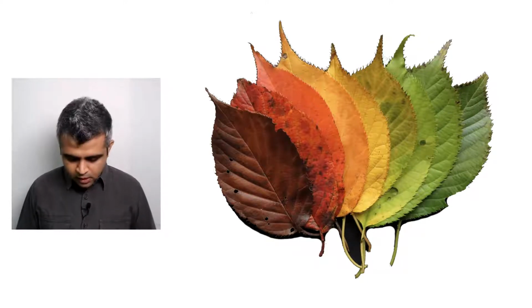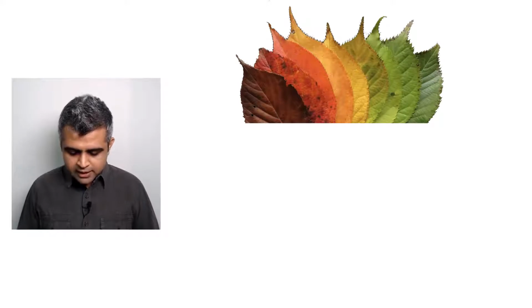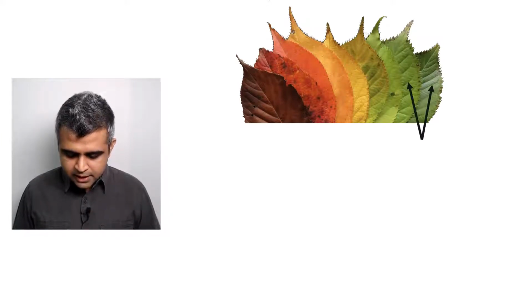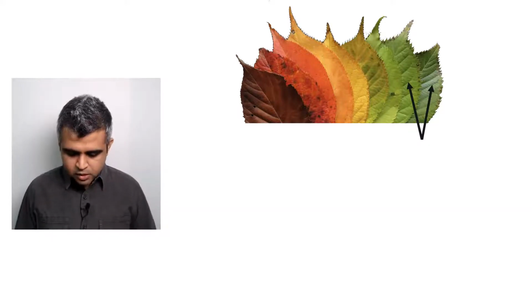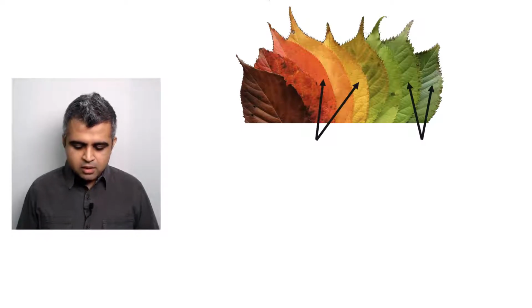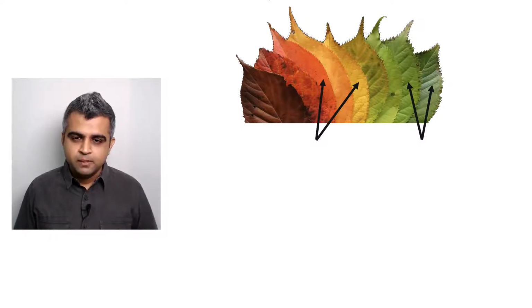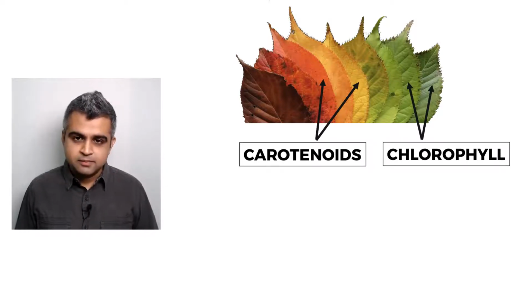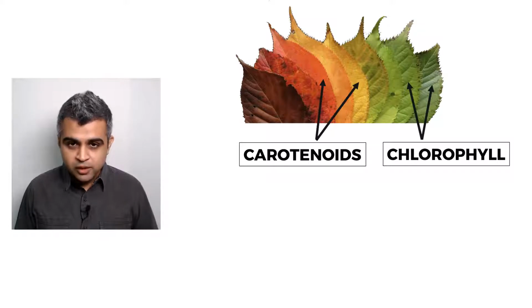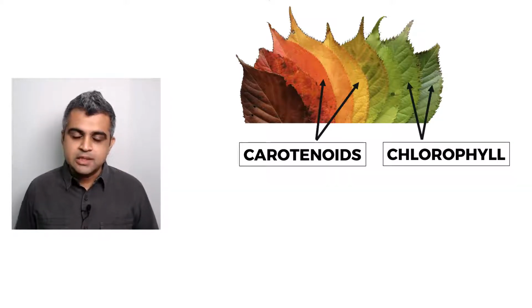If we were to take these leaves, you will see that the predominant color is green, whereas here you can see leaves which are transitioning between yellow, orange and red. So the two main pigments in the leaves are chlorophyll and carotenoids. Chlorophyll is the green pigment, and carotenoids are the pigments which are yellow, orange or red.